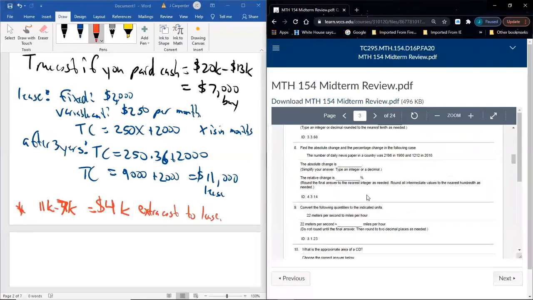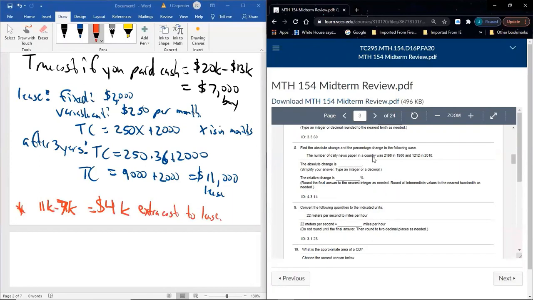We're going to skip 7. We already did an absolute change and percent change. 8 is very similar to the first one we did. It's just that these numbers aren't in percents, which means we don't need to use percentage points for the absolute, aka total change. And then the relative change is just whatever that answer was divided by the original.